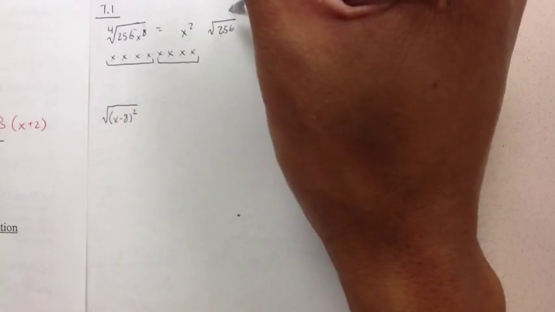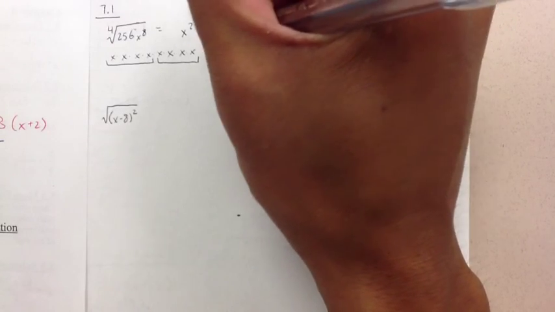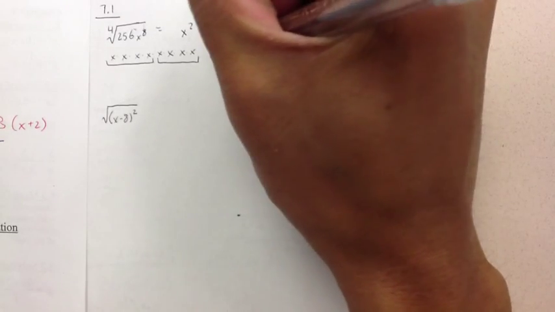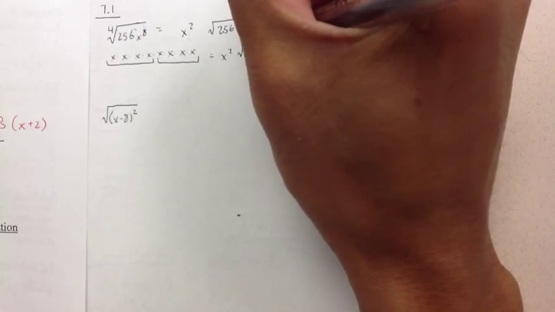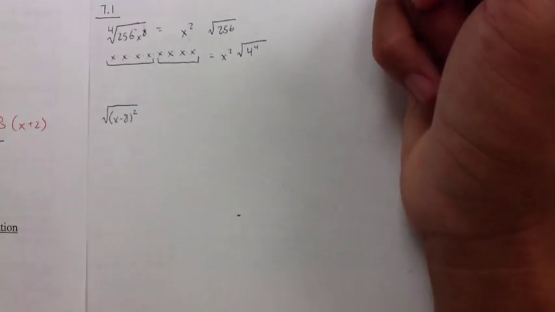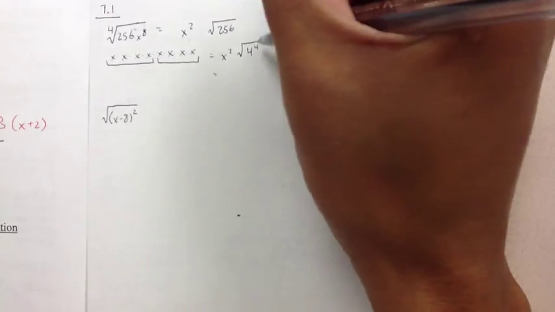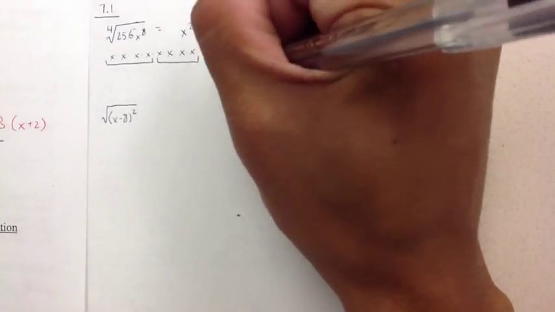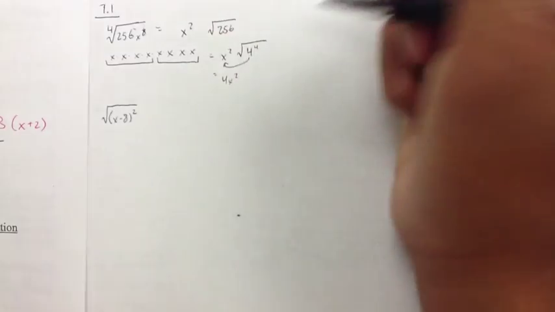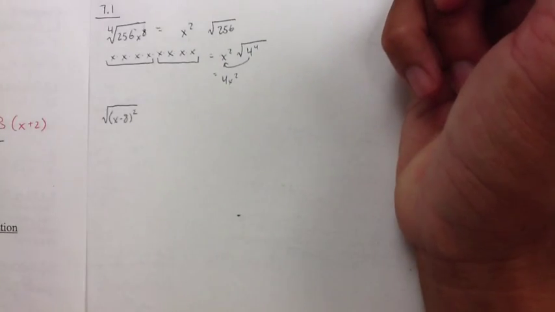This 256, if you factor this all the way down, you'll find that 256 is the same thing as 4 to the 4th. You could also get 2 to the 8th, but 4 to the 4th, if you pull out a 4 to the 4th, 1 4 comes out, no 4s are left inside, so this just equals 4x squared.